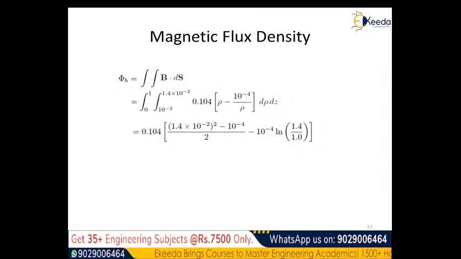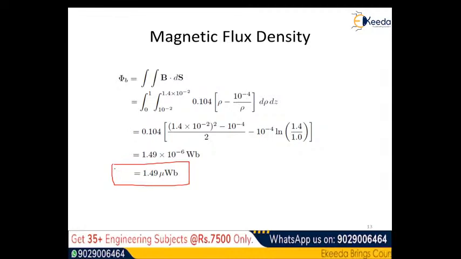If you compute on a calculator, it will be 1.49 into 10 raised to the power minus 6. As this is the magnetic flux, we have to express it in terms of Webers. Here you see a multiplicand, 10 raised to the power minus 6, that we can absorb by representing the flux in terms of micro Weber. So here we go, 1.49 micro Weber. Here it is, the answer to part B. So this way the solution to part B is also done.